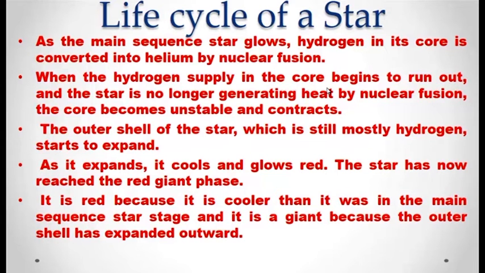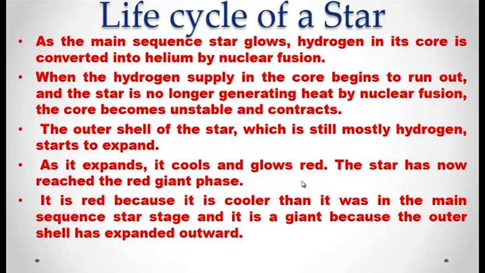So from the protostar it reaches the main sequence. From the main sequence it reaches the red giant phase. Until this red giant phase, all stars, irrespective of their mass, travel the same path. After it reaches the red giant phase, the star will take two different life cycles according to its mass. This red giant phase is red because it is cooler than it was in the main sequence.